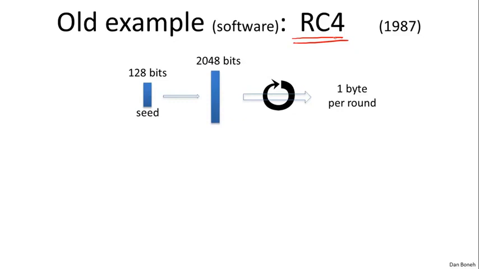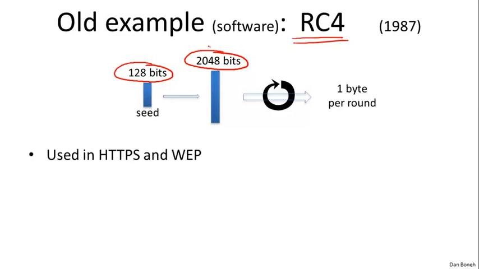So RC4 takes a variable size seed. Here I gave as an example where it would take 128 bits as the seed size, which would then be used as the key for the stream cipher. The first thing it does is expand the 128-bit secret key into 2048 bits, which are used as the internal state for the generator. Then once it's done this expansion, it executes a very simple loop where every iteration outputs 1 byte of output. So essentially you can run the generator for as long as you want and generate 1 byte at a time.